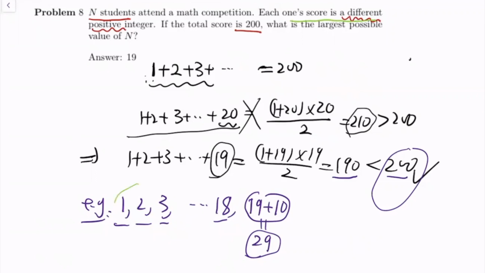Of course, this is not the only way to arrange it. You can try, there are many other ways. But the point is 19 is the largest possible number of students.